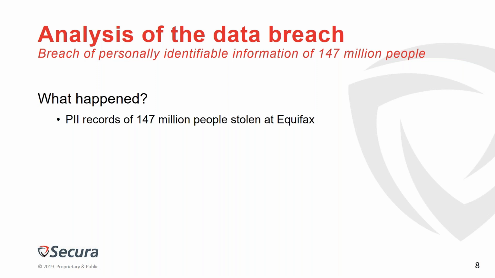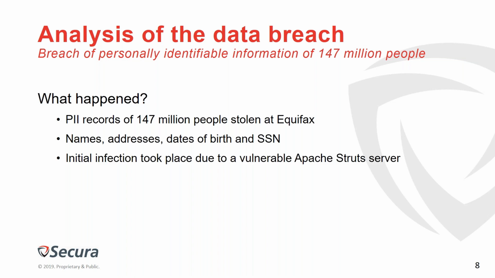147 million personally identifiable information records were stolen there, obtained there by an adversary. Names, addresses, dates of birth, social security numbers, all of that information was leaked. And actually, that vulnerability took place because of a vulnerable Apache Struts server. So that was a known vulnerability, but possibly for business reasons, they decided not to patch the system at that point.